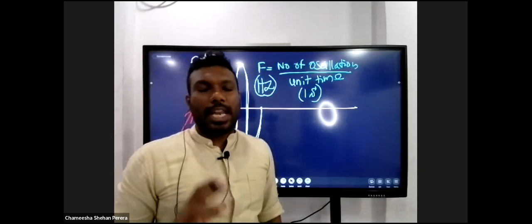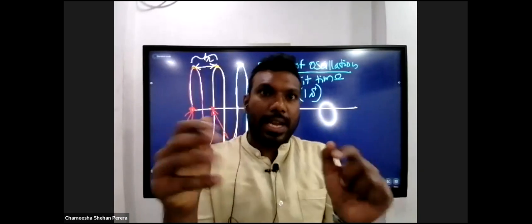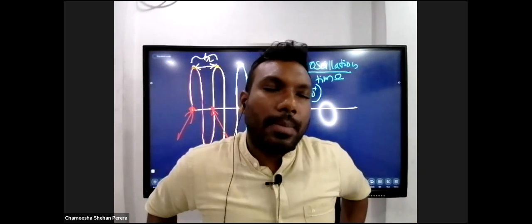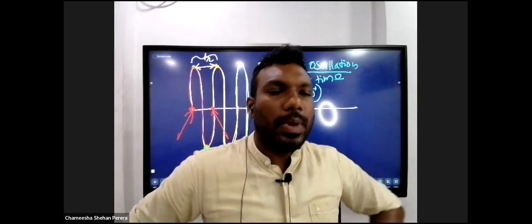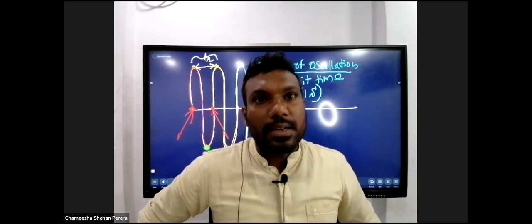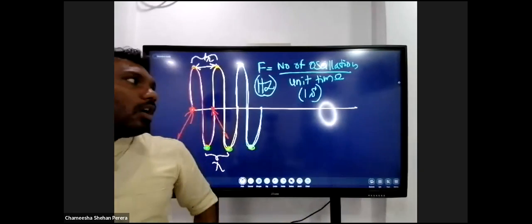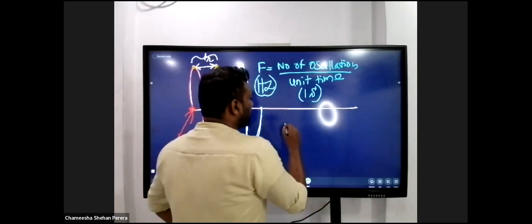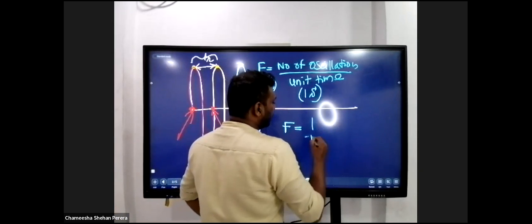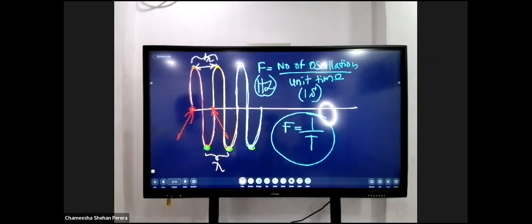Okay, so keep it in your mind, what is frequency? Number of oscillations taking place in the wave within a single second. Okay, number of oscillations per second is known as the frequency. That's common to both of them, both are waves, right? Or else we can consider frequency as the reciprocal of period, 1 over T. That's an equation. Okay, 1 over T, right? So we can mention that also, right?